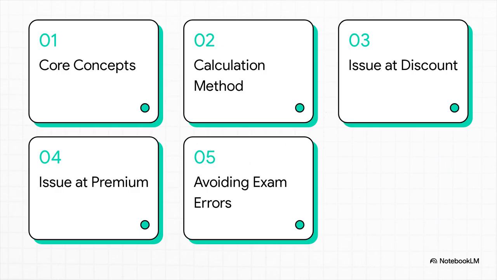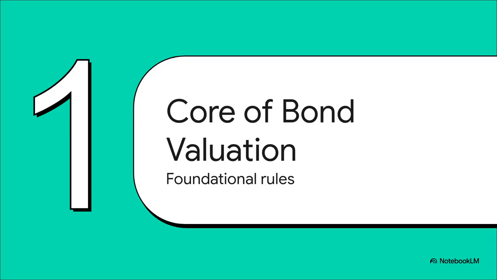We're going to cover the core concepts, the two-part calculation method, issuing at a discount, issuing at a premium, and finally, how to avoid common exam errors. Let's get to it. First up, Section 1, the core of bond valuation and our foundational rules.